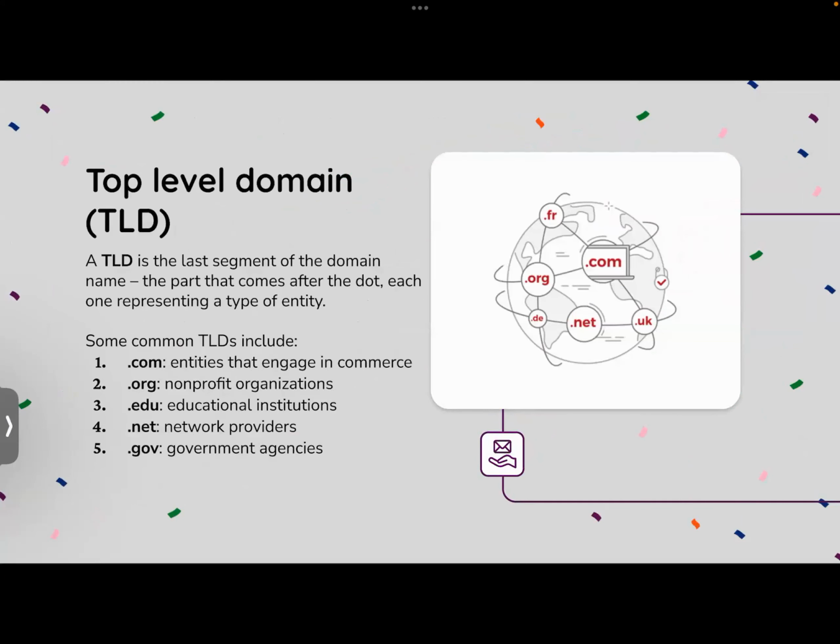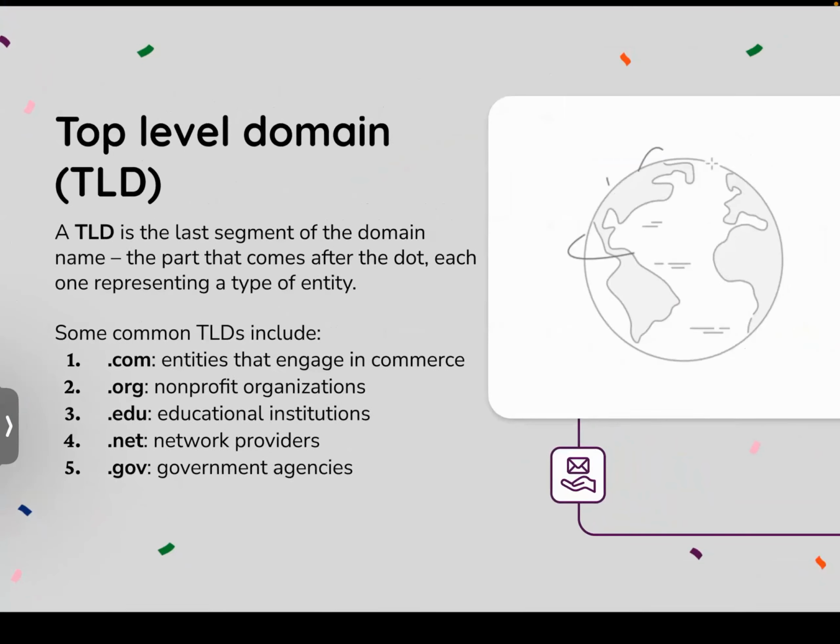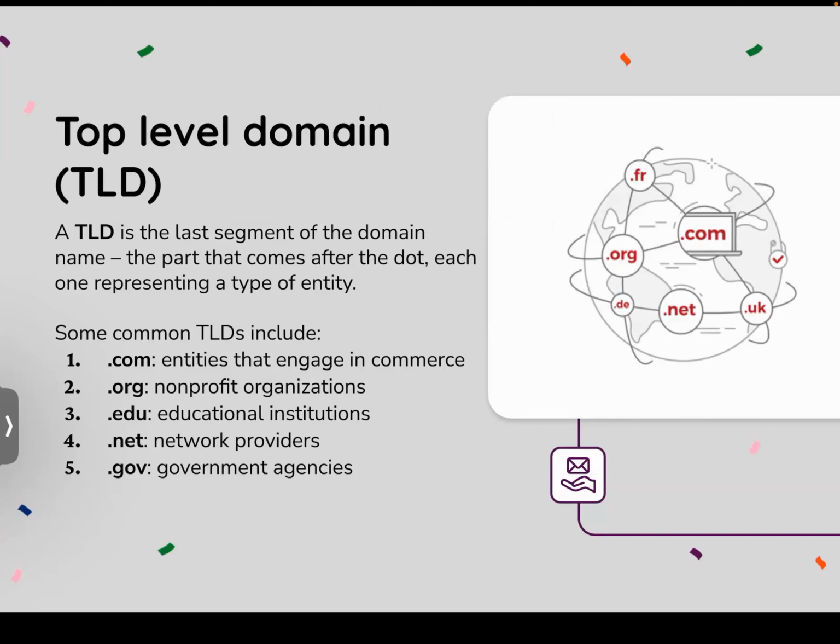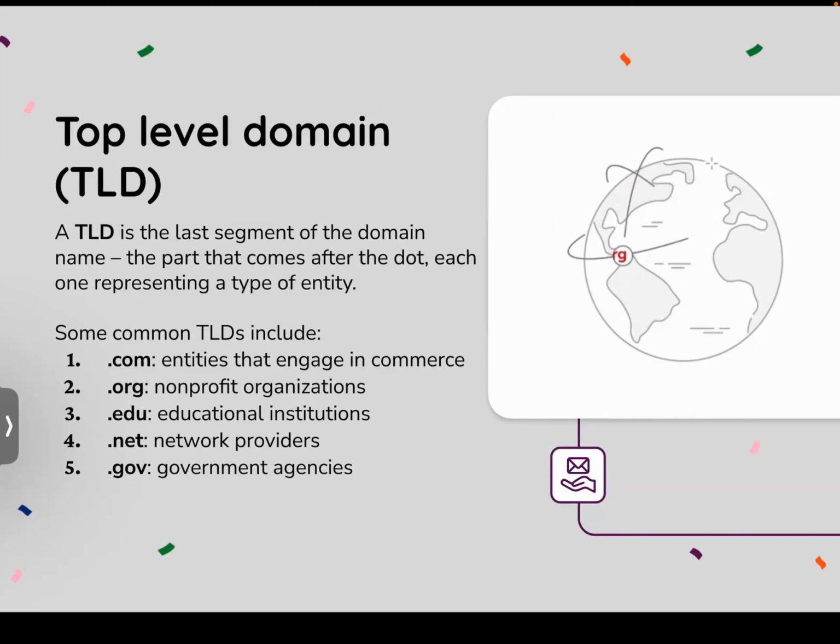Speaking of top-level domain or TLD, it's the last segment of the domain name, the part that comes after the dot, each one representing a type of entity. Some common ones include .com, as we know, usually entities that engage in commerce. So like Amazon.com, for example, is one. .org is usually for nonprofit organizations. So again, mine is abell@wildtech.org because WildTech is a nonprofit organization, right?